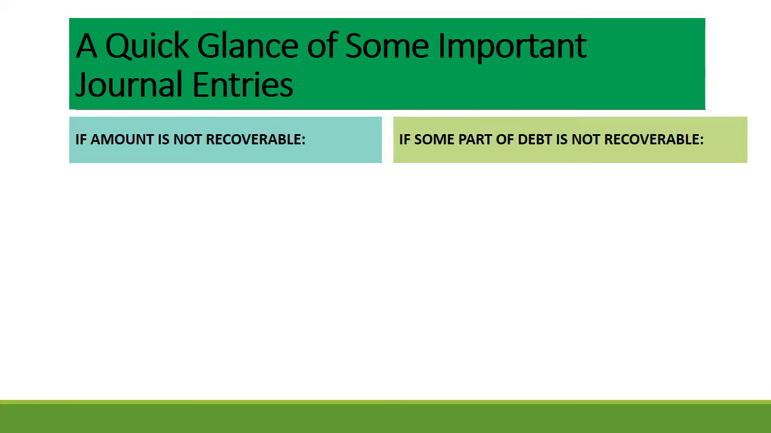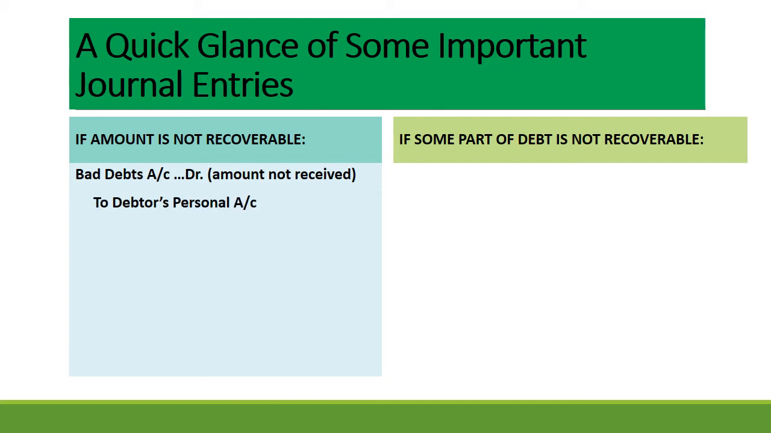Now entries related to debtor. If amount from debtor is not recoverable or irrecoverable, it means जब हम debtor से पैसा recover नहीं कर सकते, then it will be termed as bad debt and that bad debt must be debited. Therefore, entry for bad debt is bad debt account debit. On the other side, or we can say on credit side, we will write the name of the debtor. So entry for bad debt is bad debt account debit to debtor's personal account.